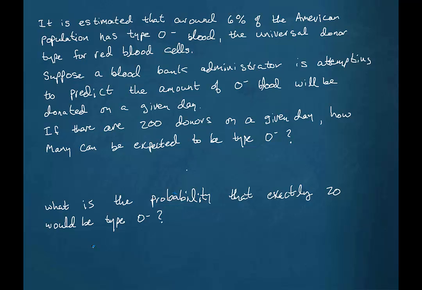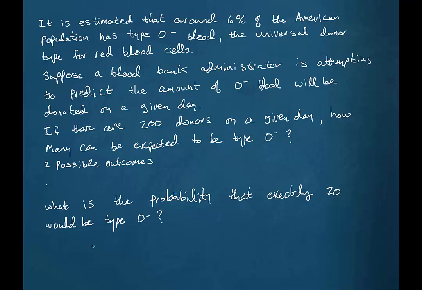But suppose a blood bank administrator is attempting to predict the amount of O-negative blood that will be donated on a given day. If there are 200 donors on a given day, how many can be expected to be type O-negative? So the first thing we need to do is decide whether or not the criteria for the binomial distribution is satisfied. The first is that we would have only two possible outcomes.